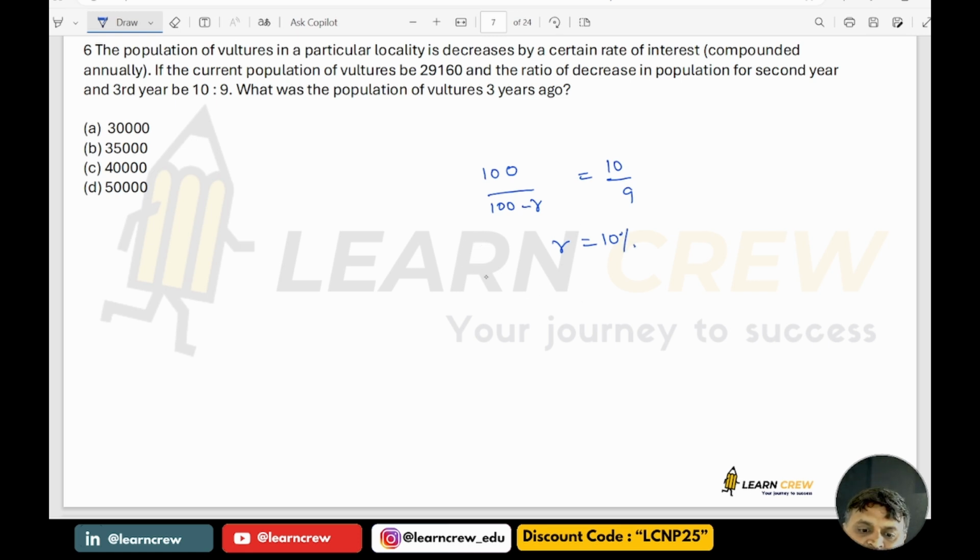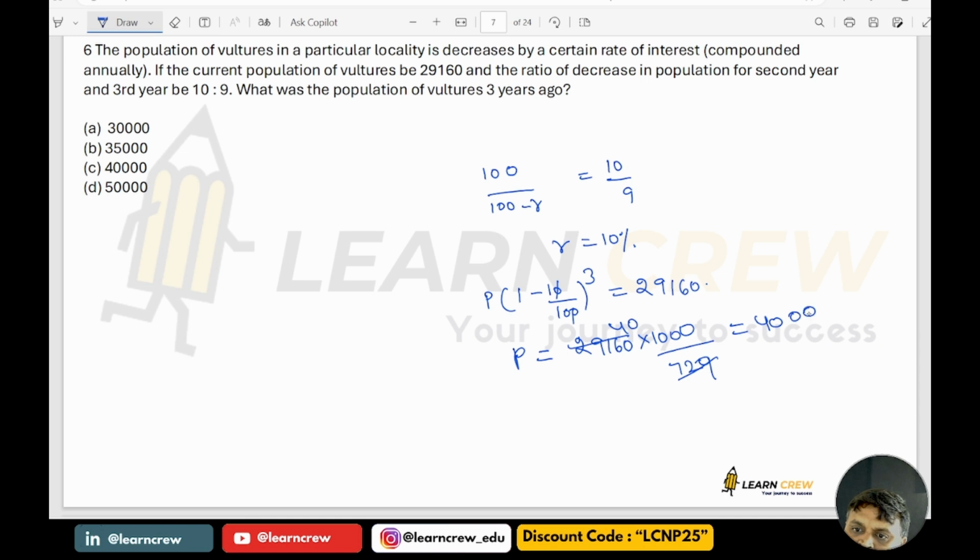So now it is given P into (1 minus 10 by 100) whole cube, 3 years later, is 29160. So what would be P? If you simplify this, 29160 into 100 cube by 90 cube. Zero cancel, 10 cube, 1000 by 9 cube, 729. 729 means how many times? 40 times. 40 into 1000 is 40,000. So the answer is 40,000.